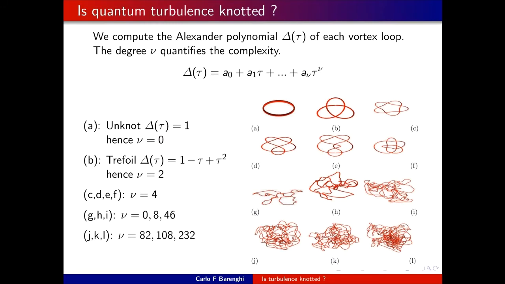So for the unknot, which is simply the circle represented at the right as figure A, the degree mu would be 0. And for the trefoil in this representation, it would be equal to 2. Then we go to the next knot of the knot table, and we have a 4, and so on, more complicated knots. But I stress, the knots which we have here have been produced by numerical simulation of a physical reality which exists in the laboratory.